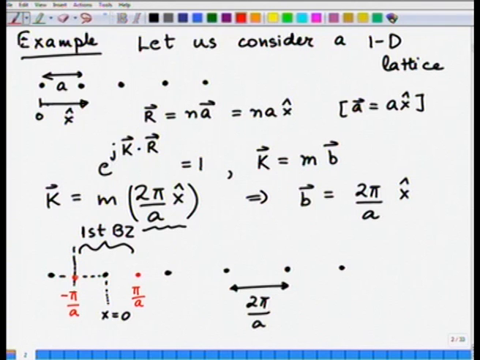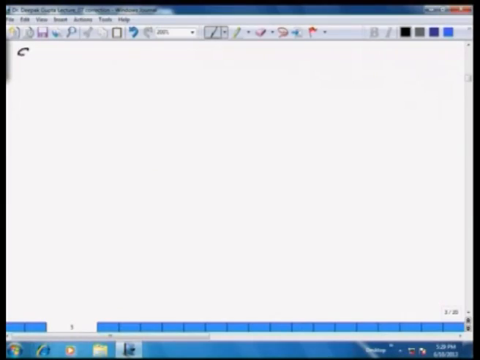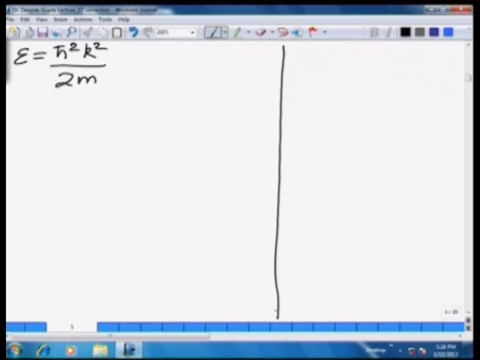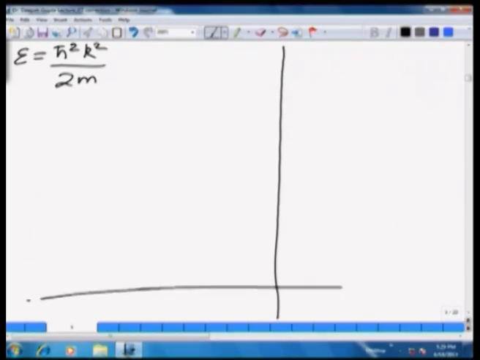So, now if I want to plot the E versus k diagram, let us say E now varies as h square k square by 2m. Now, of course, the problem is straightforward, since k is only in one direction. So, I can always plot E versus k like this. I can take E versus k, and let us say this is k, which is simply the x direction, or k x direction if you wish.